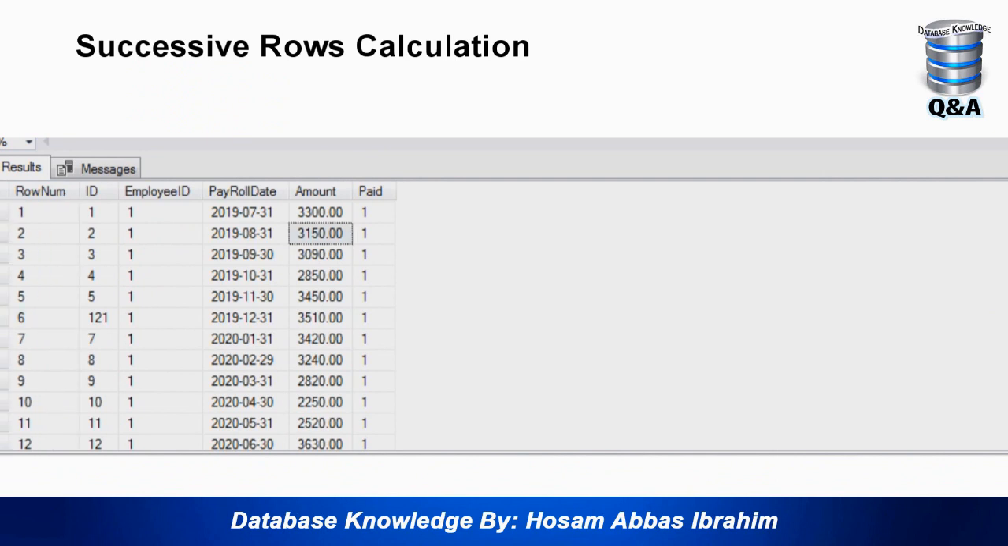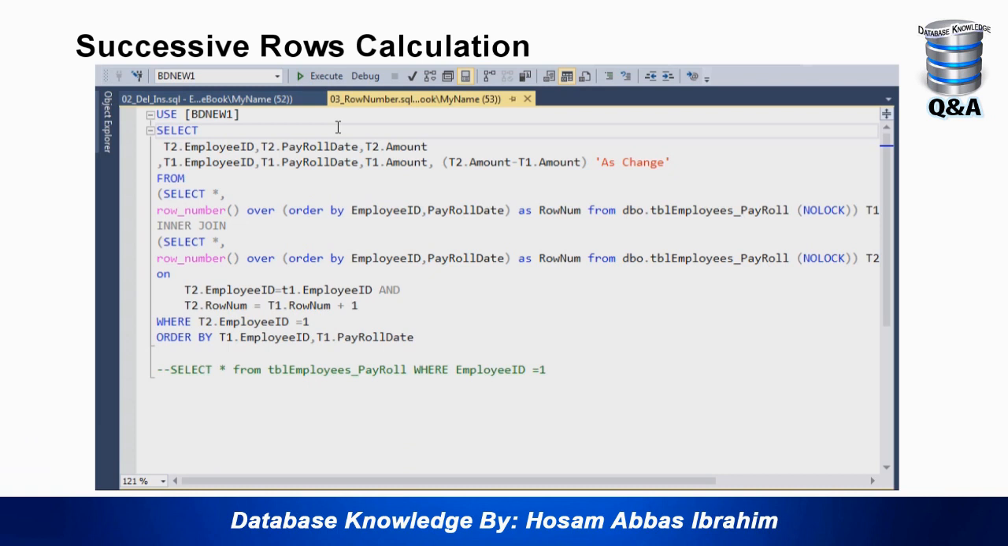For example, if we have a request to calculate the salary difference among all these months, what is the salary difference from August to July and from September to August and all the way down? We will use two derived tables, inner join them by shifting one of them one row down. Here is the first derived table.